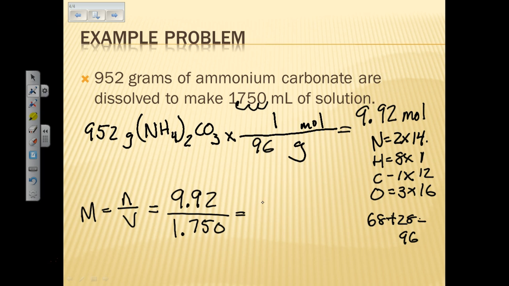The answer is 5.67 molar. And just like the last example, we could say 5.67 moles per liter. So this is what we're doing here: calculating the concentration of solutions using moles and liters.